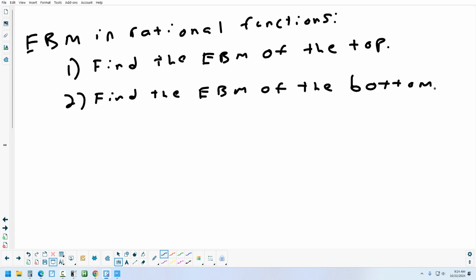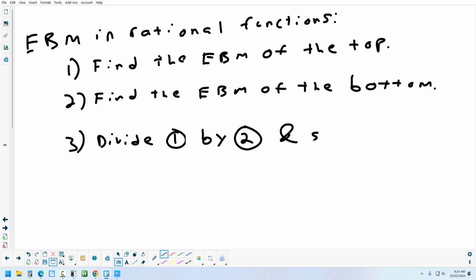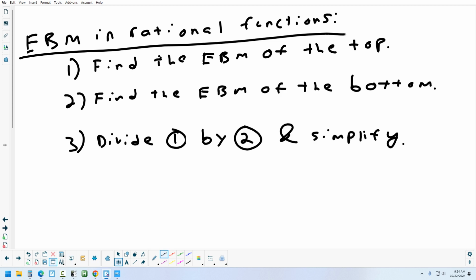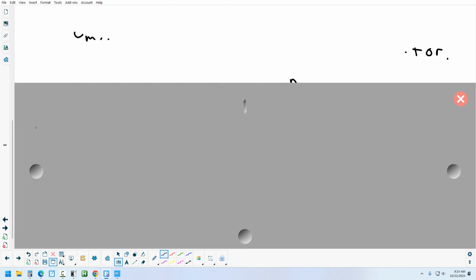Step three is you're going to divide the two, and that's the answer. So now we'll say: divide the answer from step one by the answer from step two, and simplify it as much as you can. So that's how you find the EBM in a rational function. I'm going to go back up in 1 second.